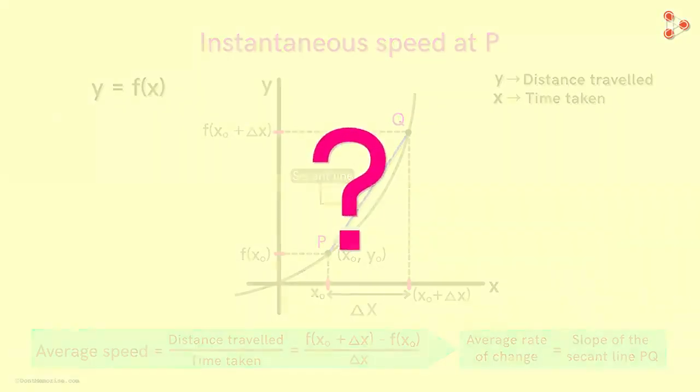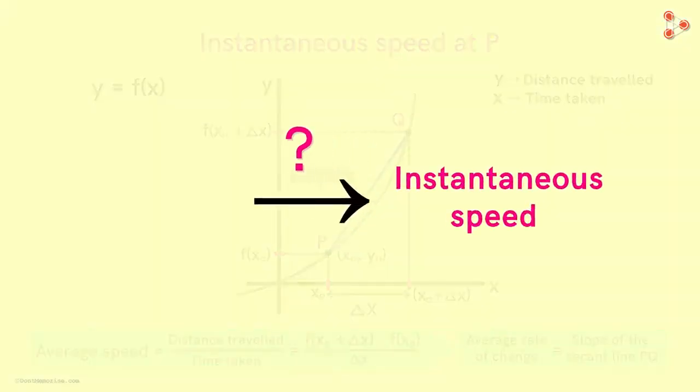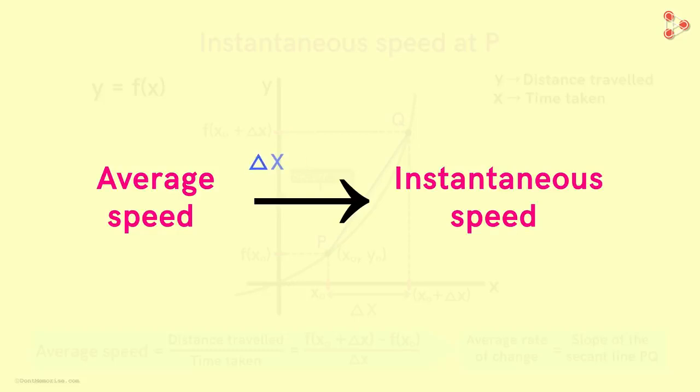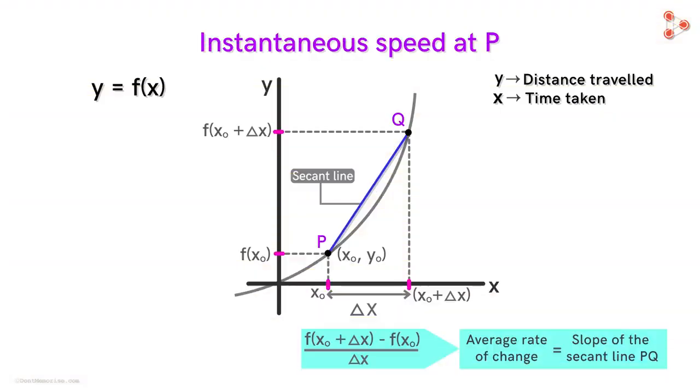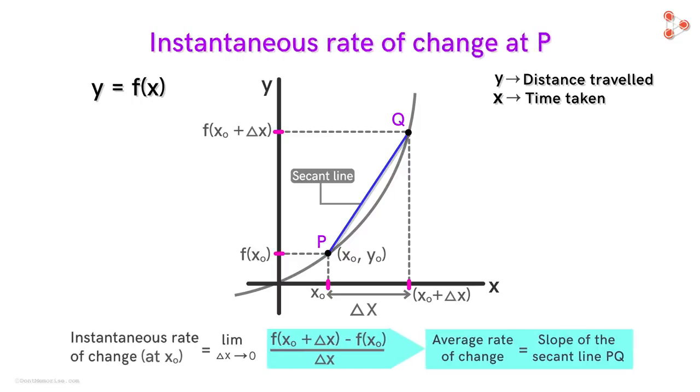Now what's the next step? How do we find the instantaneous speed from this average speed? For this, we find the average speed in shorter time intervals, that is, as delta x tends to 0. We say that when the limit delta x tends to 0, the average speed approaches the instantaneous speed. This instantaneous speed is the instantaneous rate of change at x0.